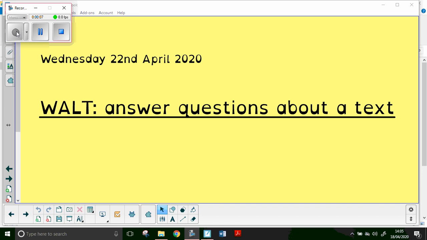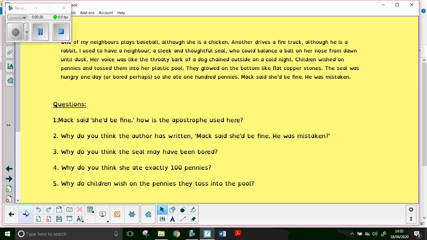And on a Wednesday, we usually answer questions about a text. So we're still focusing on that text, what we've been looking at on Monday and Tuesday, so that we really know it well. Okay, so the text is what we've read, and I've just done for you today 5 questions for you to answer. So you can answer these in your science books. They won't take very long for you to do.